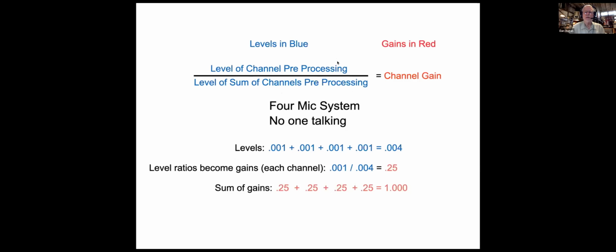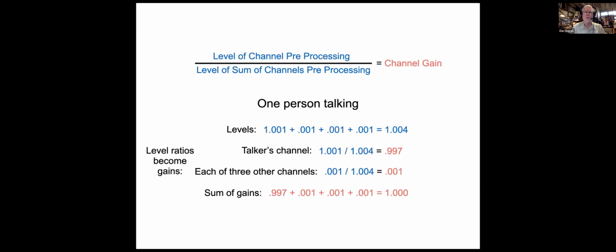Okay, so we're showing gains in red and levels in blue because there's a magic point at which the levels get transformed to the gains. So to start out with, in the 4-mic system with nobody talking, say you have a millivolt at each microphone coming out of the preamp from the ambient noise. Okay, so we have 4 millivolts as the sum of all the microphones. And then for each channel, you calculate the gain, which is the level in that channel divided by the sum of the levels. And that gives you 0.25. And you take the gain for each of the 4 channels and add them up, and you get 1. So you have 4 microphones at 1/4 gain equals the gain of 1 microphone. So that's the system when nobody is talking.